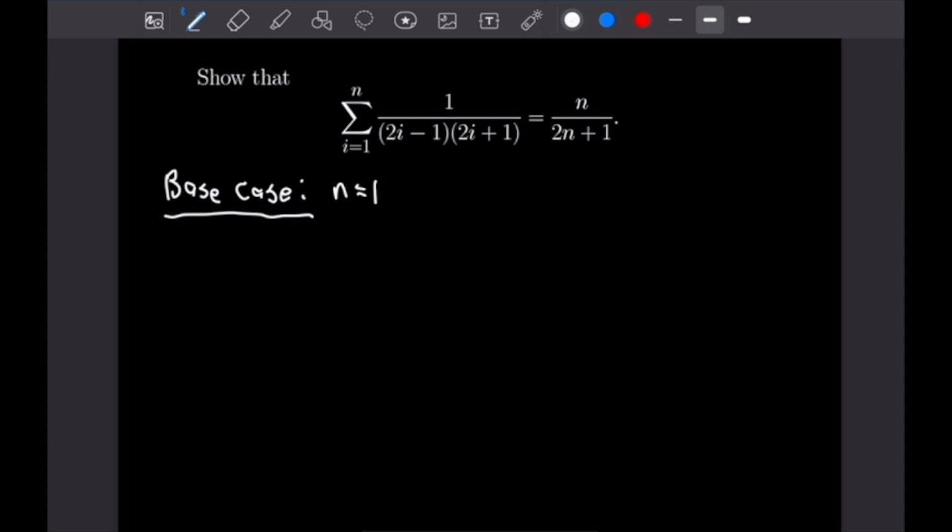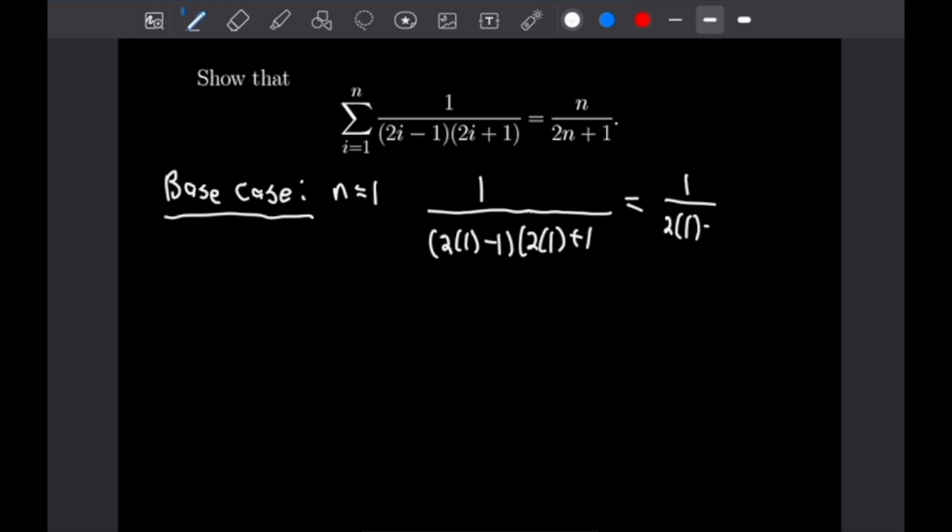So that is going to be 1 over 2 times 1 minus 1 times 2 times 1 plus 1. And that is equal to 1 over 2 times 1 plus 1, which is equal to 1/3. We can see that we'll get 1/3 from our left-hand side there, as well as the first term in the denominator will give us a 1, and the second term will give us a 3, so we'll have 1 over 3 there as well. So this confirms our base case. That is a lousy check mark.